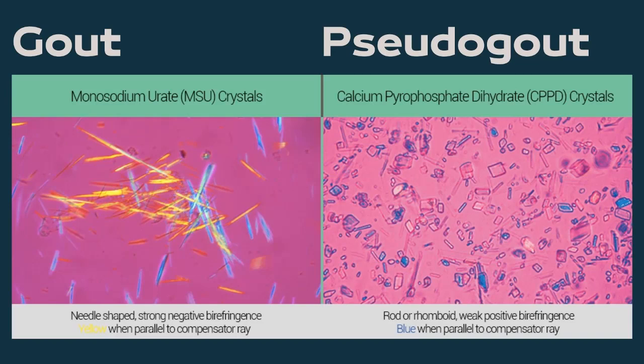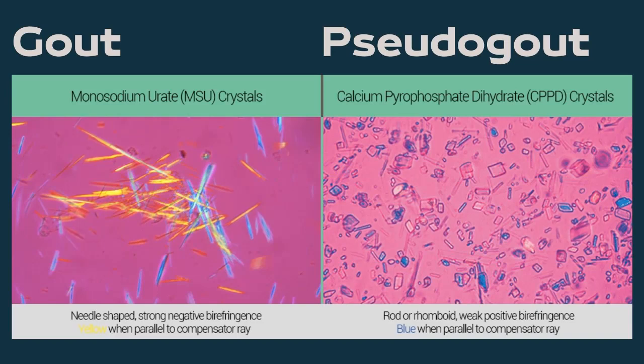If you have this rhomboid-shaped crystal present in the synovial fluid, I keep on wanting to say spinal fluid, synovial fluid, that's an automatic diagnosis of pseudogout. So that's actually specific. Little chunky crystal, automatically that's pseudogout. The problem is pseudogout can also have needle-shaped crystals, just like monosodium urate. So you've got a problem in differentiating the two.